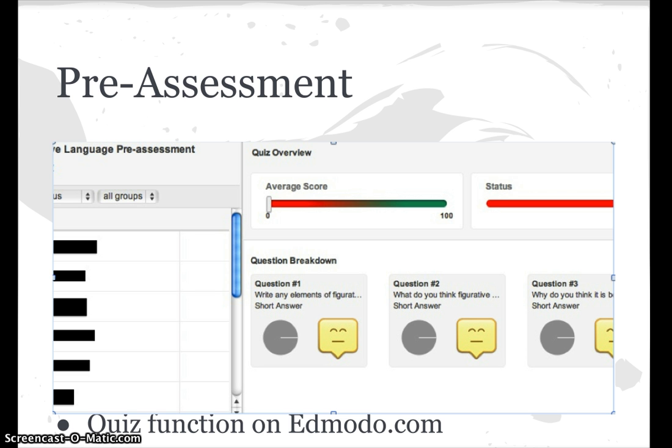This is what the quiz function on Edmodo looks like. This is prior to the test, and the black lines on the left are where the students' names are, but they're blacked out. Essentially, I just asked 3 questions. I just asked them to enter or type in a short answer. What are any elements of figurative language that you know? What do you think figurative language is, and why do you think it is important in writing? So by the end, I could circle back around and do an assessment again and see what the changes were.